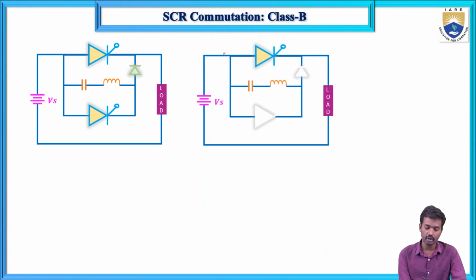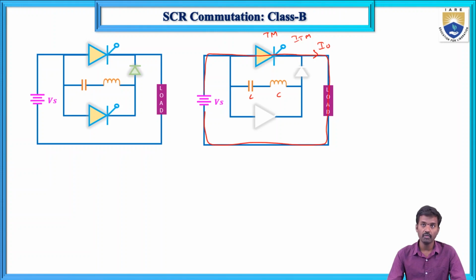Turning on the SCR means this is TM, this is L, and this is C. When you turn on the SCR, current flows in this direction, and this is the I naught current. So this ITM current is also the same I naught. Current is now flowing in the thyristor, and current flows to the load. That current is I naught.